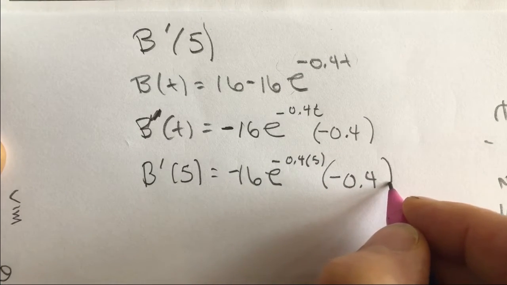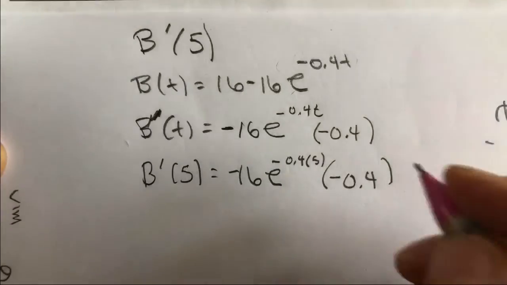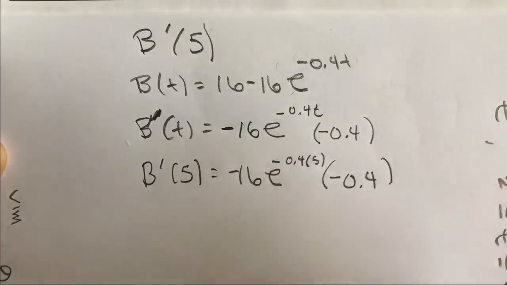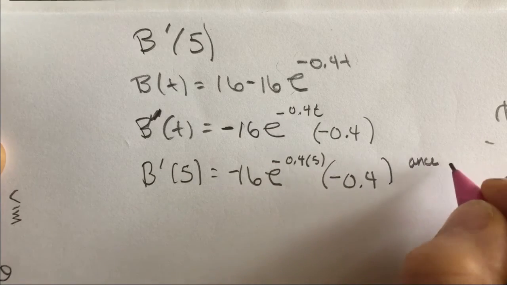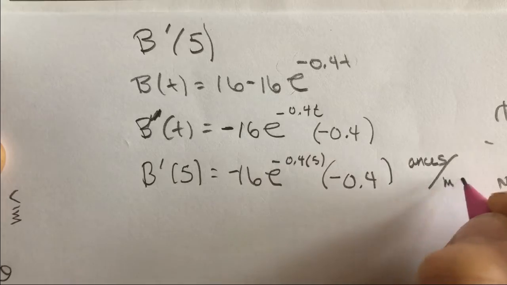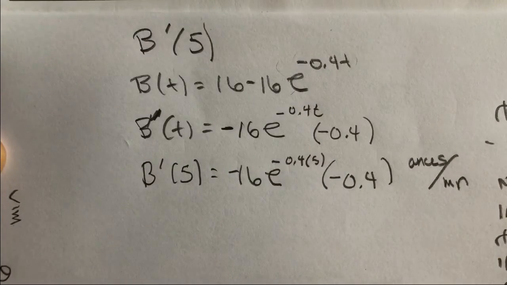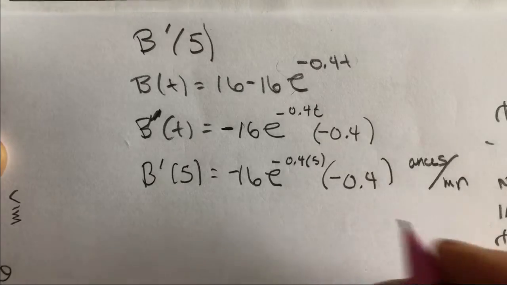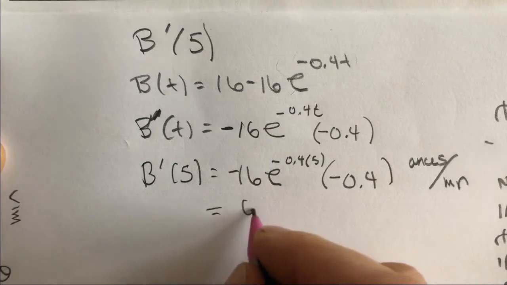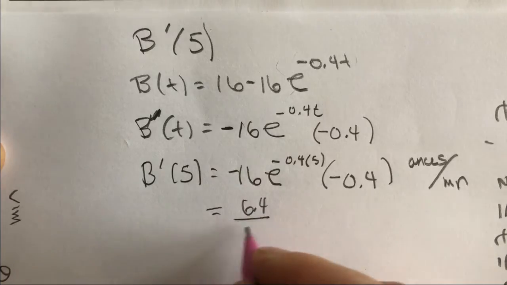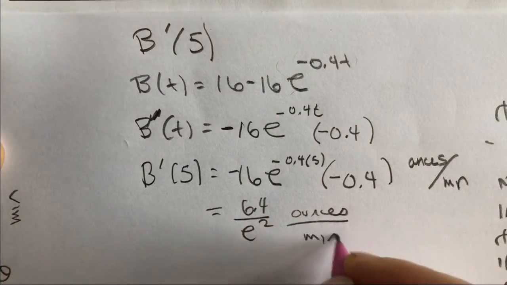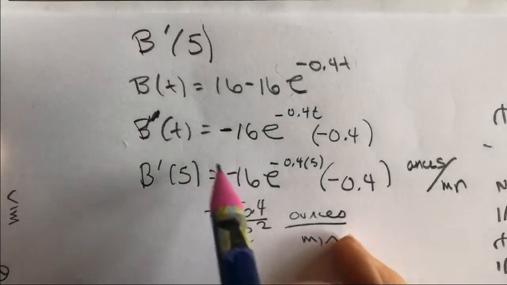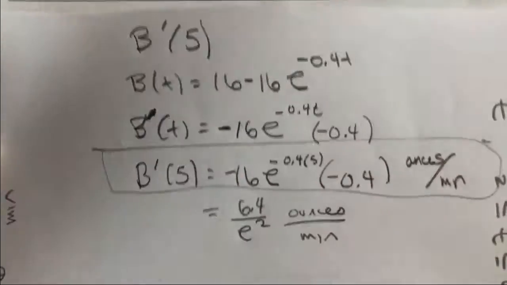Now the units of the derivative of b, which is just like c, measured in ounces, would be ounces per minute. I keep forgetting my units there. Ounces per minute. Okay, and I would leave your answer like this. If you wanted to simplify it, but don't do that on the AP exam, it'd be 6.4 over e squared ounces per minute. But I would just leave my answer like this big mess here.